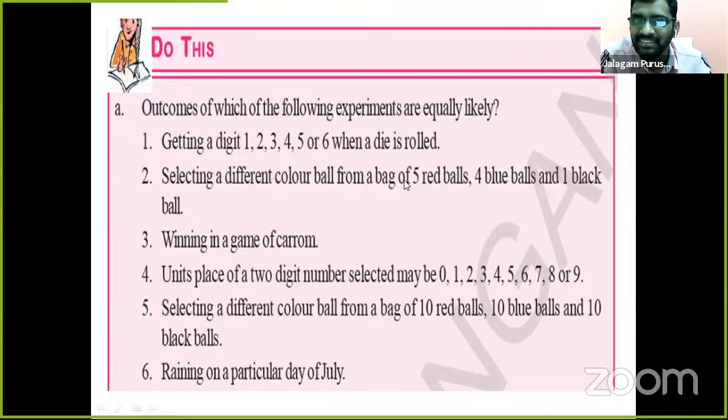Here, the second one is not equally likely, but here all have equal chances: 10 red balls, 10 blue balls, 10 black balls. So it is equally likely. And the sixth one, raining on a particular day of July. For example, in the month of July, it may rain or not. So it is not equally likely.